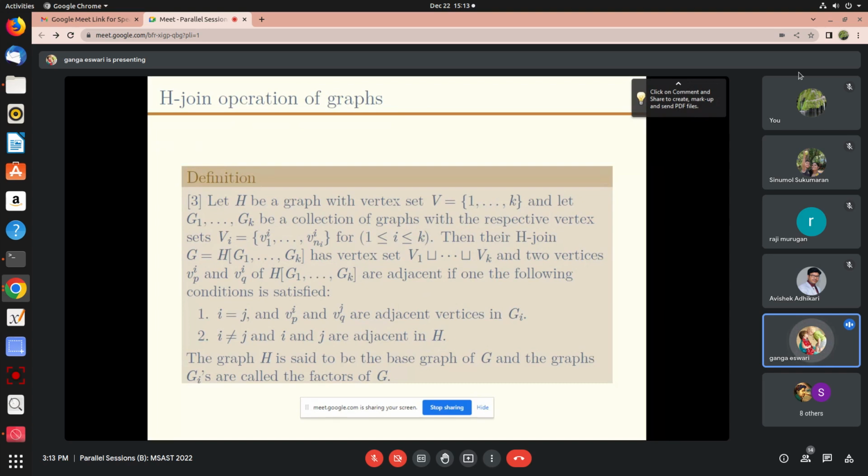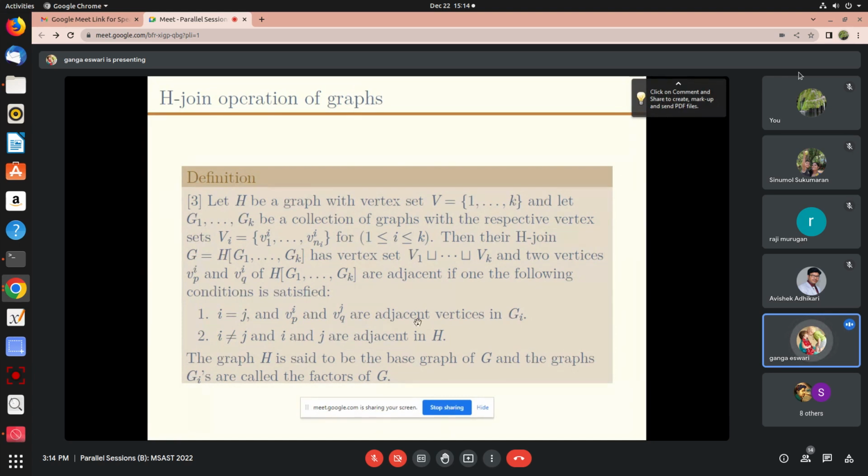Next definition, the H-join operation of graphs. Actually, one of my teachers said mathematics is a collection of tools. If you use the correct tool at the correct place in an efficient way, we can do things easily. Here we use the tool called H-join. It reduces my work in an amazing way.